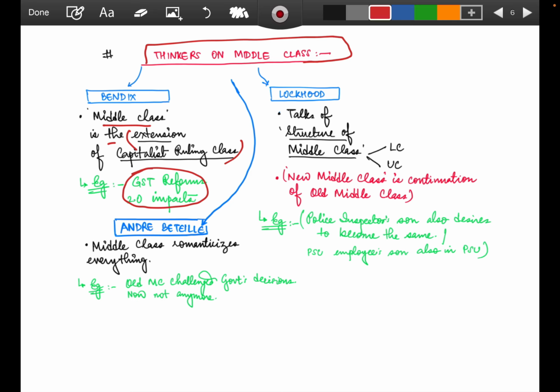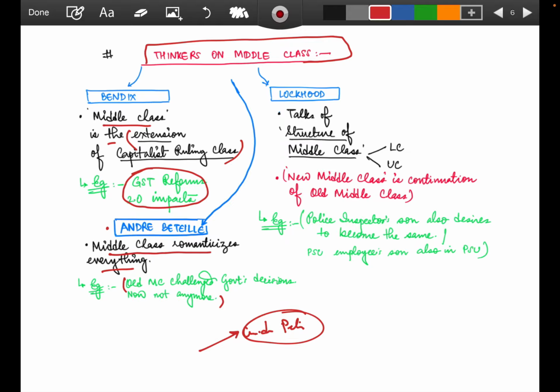Again, if we go with the next one, it's André Béteille. André Béteille talks about how the middle class romanticizes everything. He has said the middle class is that section which romanticizes everything. Earlier, the old ones were always saying, okay, we will challenge the government's decisions. But now, not anymore. They are not challenging everything. They are saying, okay, if the government is raising crude oil prices, and petroleum and all are getting affected, these prices will surely affect us. So it's just romanticizing everything, whatever is going on, right? In this manner, you can link André Béteille.